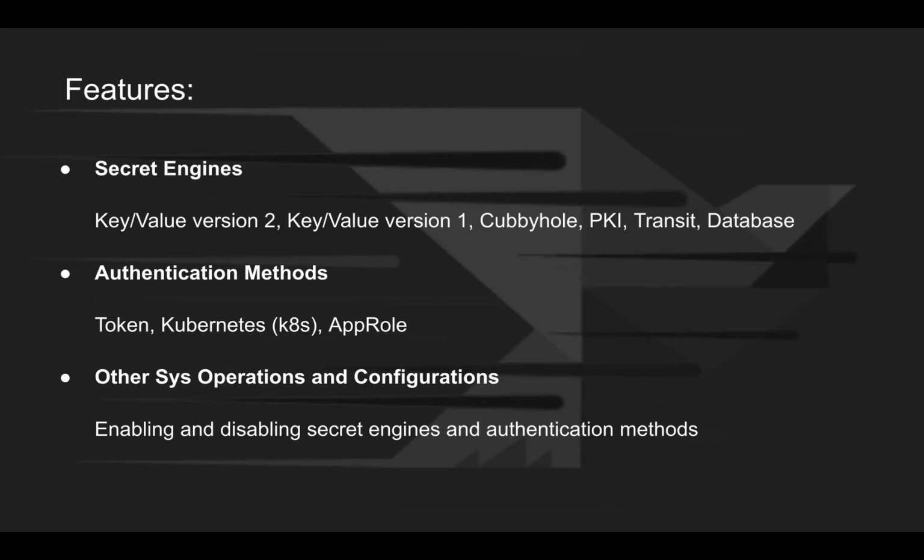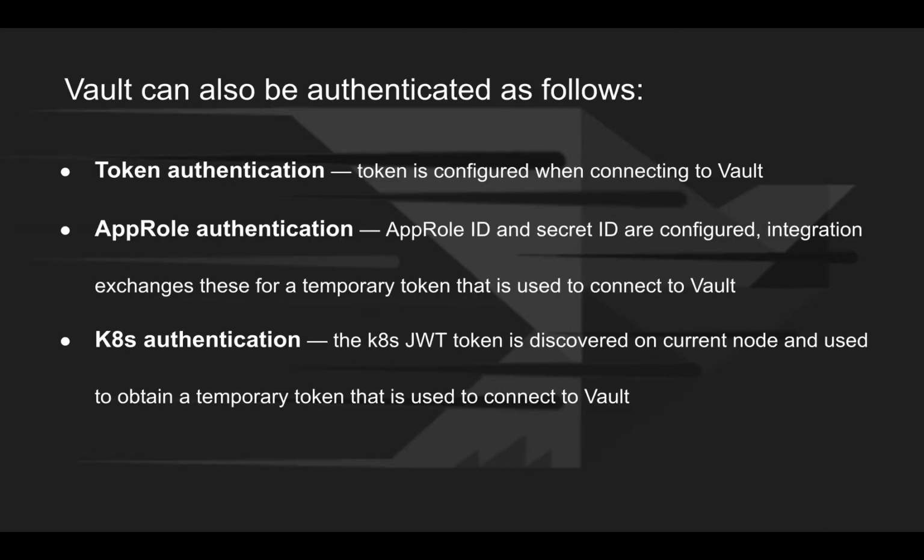The main features of HashiCorp Vault are the secret engines, which allow you to store different key-value pairs, for example, provide you PKI infrastructure, and can store your database secrets. There are also different authentication methods supported, like token-based, Kubernetes-based, or AppRole-based methods, and of course other sys operations and configurations, enabling and disabling different engines with full management support.